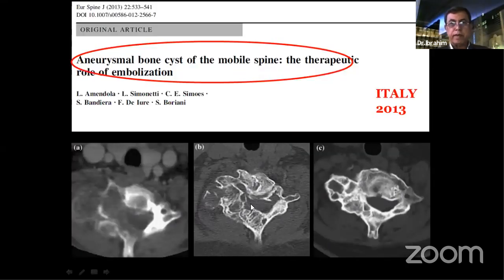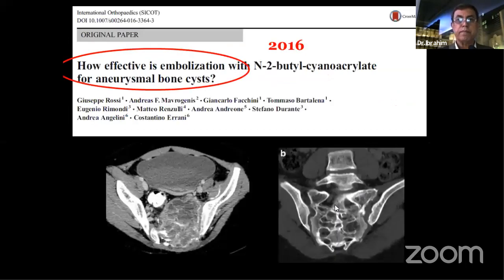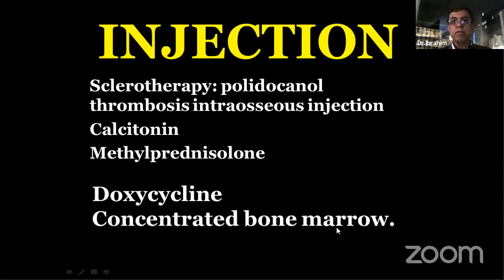Again, cervical spine with embolization, neural embolization, it has a good effect. In fact, embolization is now overcoming surgery as one of the mainstays of treatment. This is embolization in the sacral type. You can see how it looks before and after. And another new trick coming up is to inject something inside it.